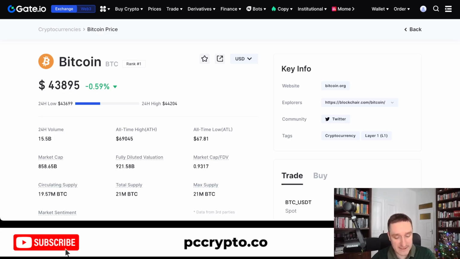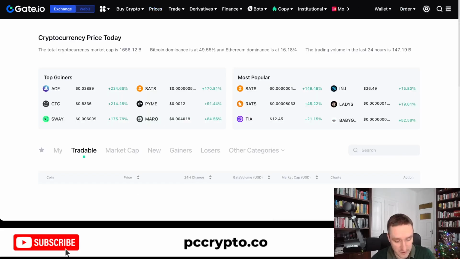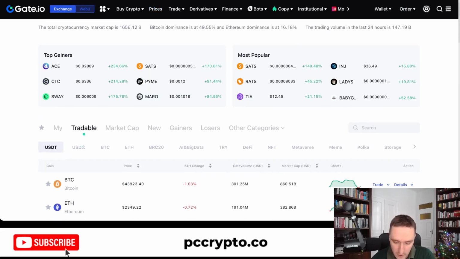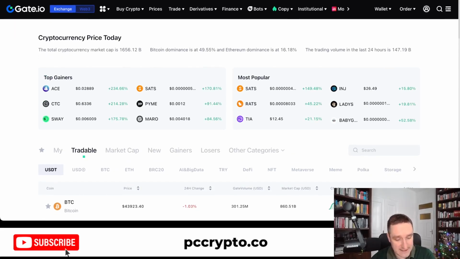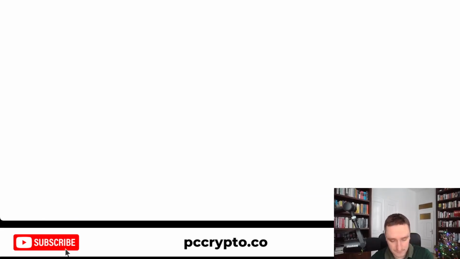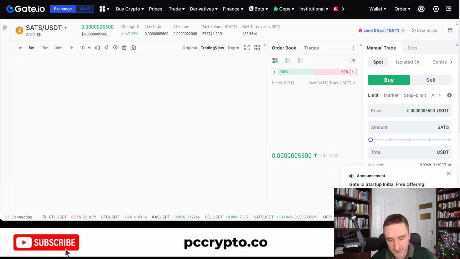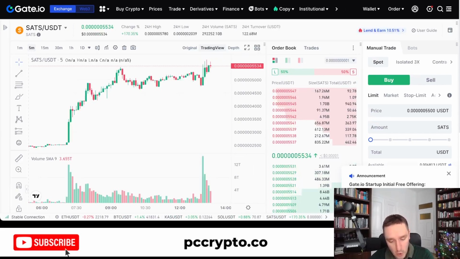So Gate.io basically allows you to trade both super small coins as well as much larger coins. So if you go back to prices, you can discover coins like that. For example, if I were to go with SATS, this is a coin that is behind some of the newer narrative considering ordinals on Bitcoin.